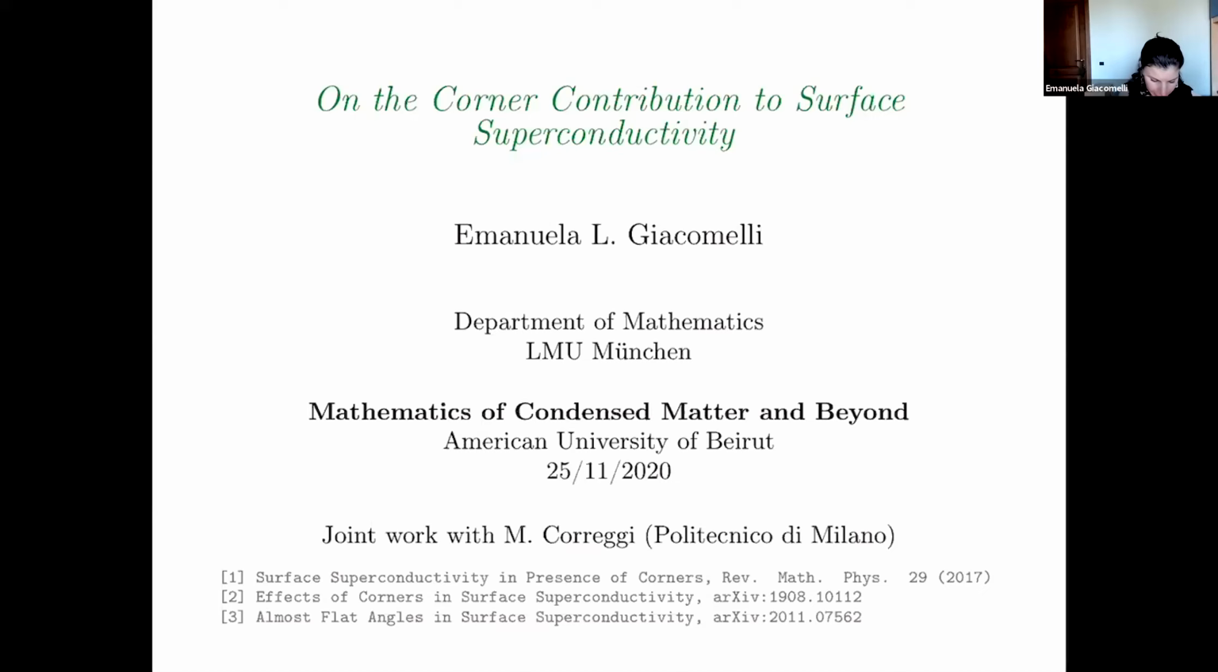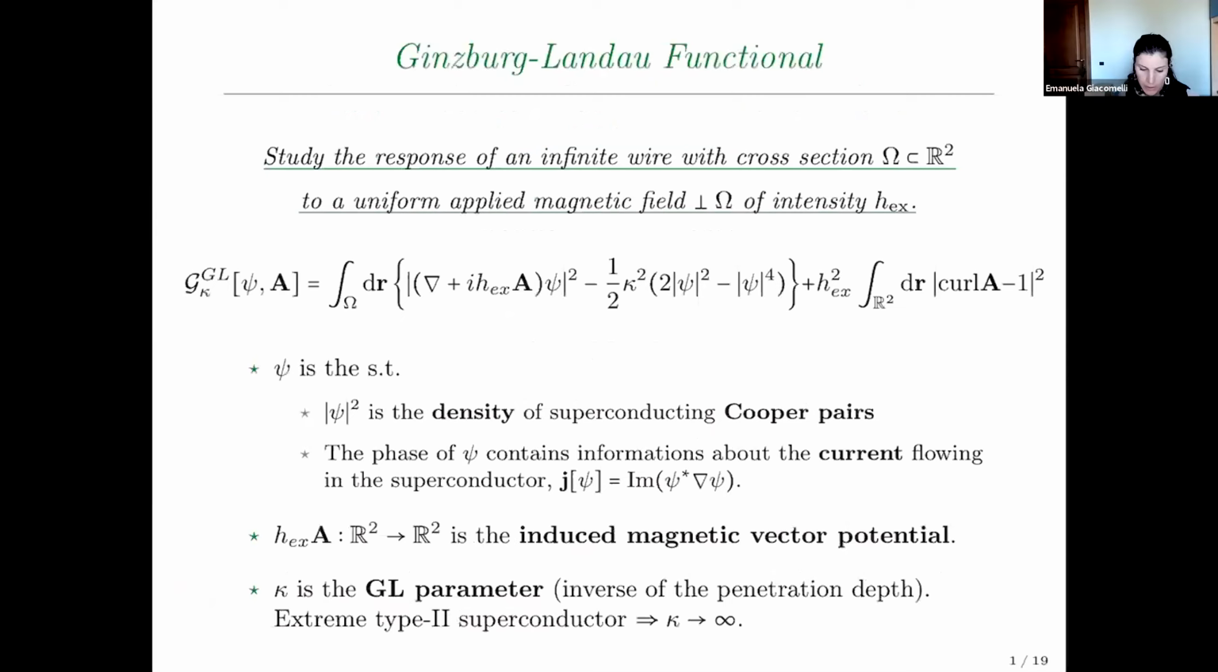So here you find the references for the 3 papers which contain all the results I'm going to talk about today. And let me start with introducing the Ginzburg-Landau functional and telling you which is the main problem we want to look at. Our big goal is to study the response of an infinite wire with cross-section omega to a uniform applied magnetic field, which we suppose to be perpendicular to the section omega, and of constant intensity, which I denote by Hx.